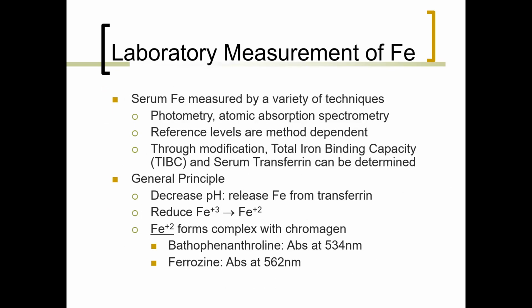Laboratory measurement of iron. Serum iron is measured by a variety of techniques: photometry, atomic absorption spectrometry. Reference levels are method dependent. Through modification, total iron binding capacity, TIBC, and serum transferrin can be determined. General principle: decreased pH releases iron from transferrin, reducing Fe3+ to Fe2+. Fe2+ forms a complex with chromogen, and then there are different absorbances that they can be measured at.